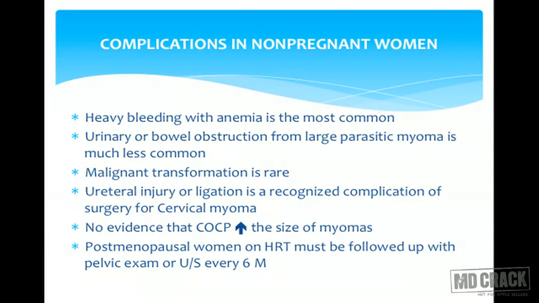There is no evidence that combined oral contraceptive pills increase the size of myoma, but still they are not recommended as a treatment. Postmenopausal women on HRT must be followed up with pelvic examination and ultrasound every 6 months to keep a watch on what's happening with the fibroid she has.